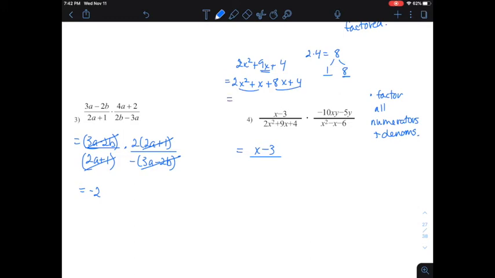And now I'm going to use grouping. x times 2x plus 1 plus 4 times 2x plus 1.